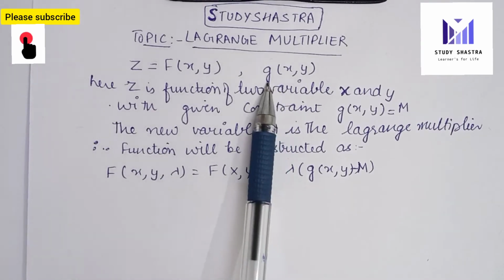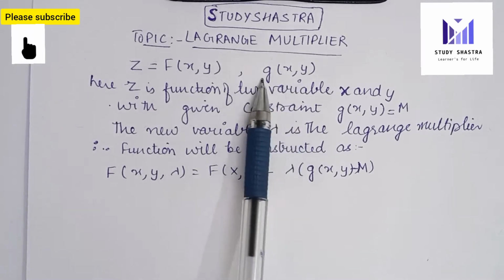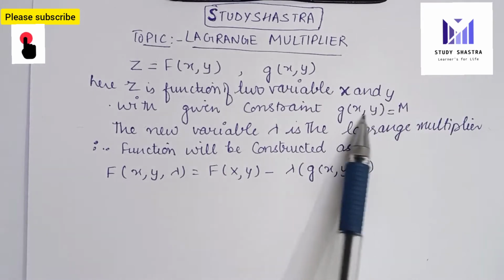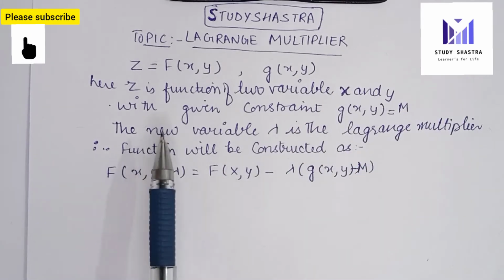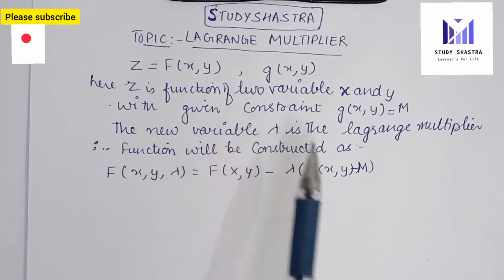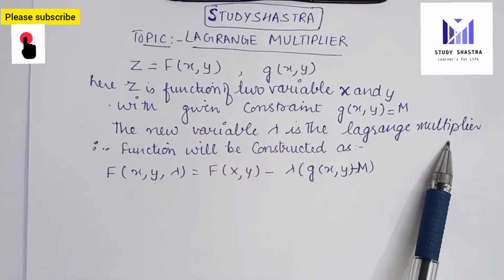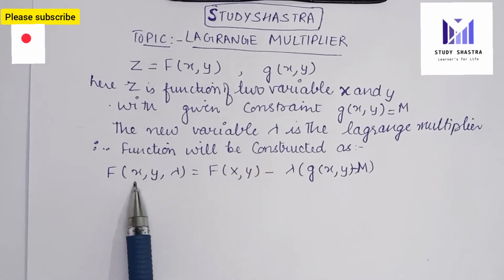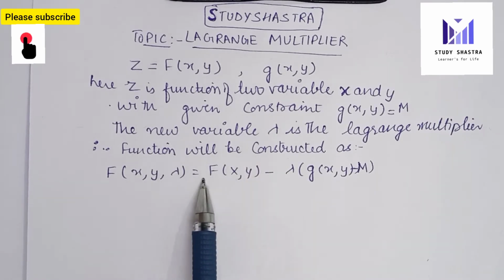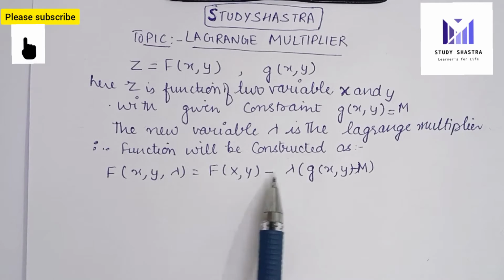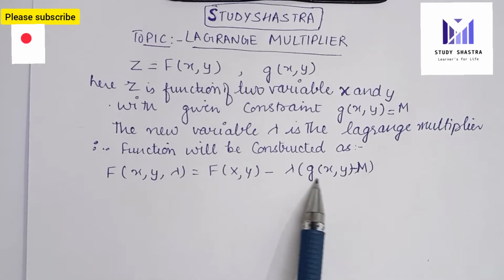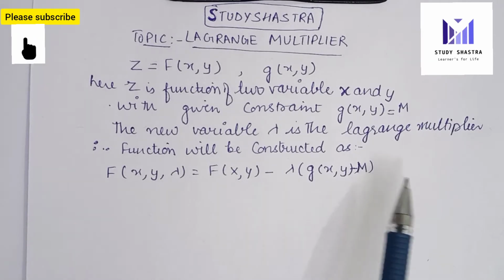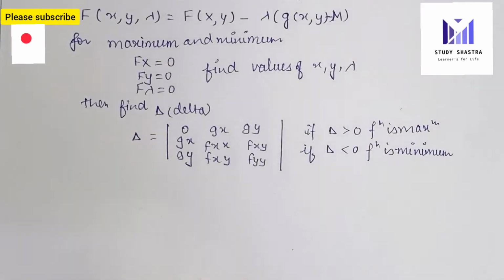So for that we have the budget constraint or other constraint g(x, y), which equals some total income or expenditure. For finding the new variable lambda, the Lagrange multiplier, we will construct the function F(x, y, lambda), which equals f(x, y) minus lambda times g(x, y) minus the income which is given in the question. Let's study this with an example.